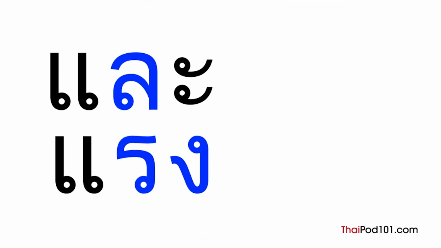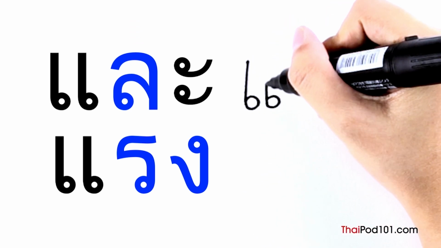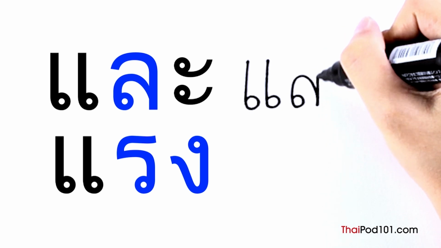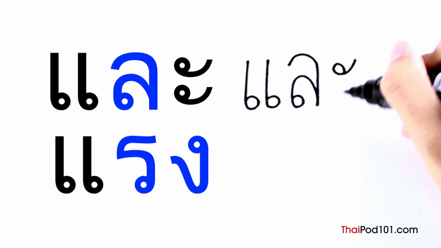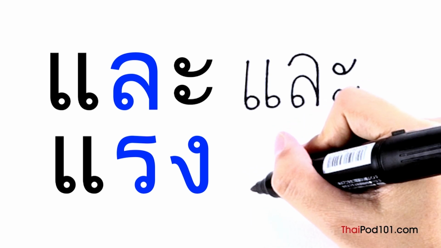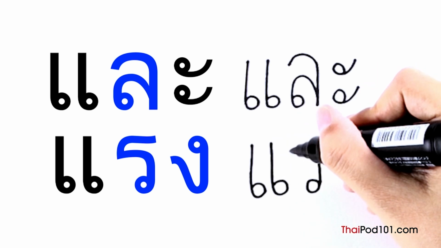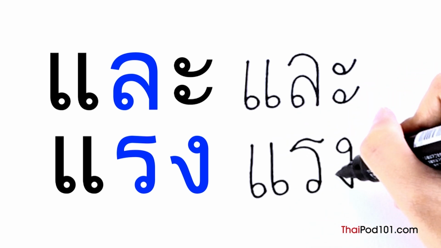Let's write both of these words. สระแอ ลอลิง สระอะ และ, and สระแอ รอเรือ and งองู แรง.